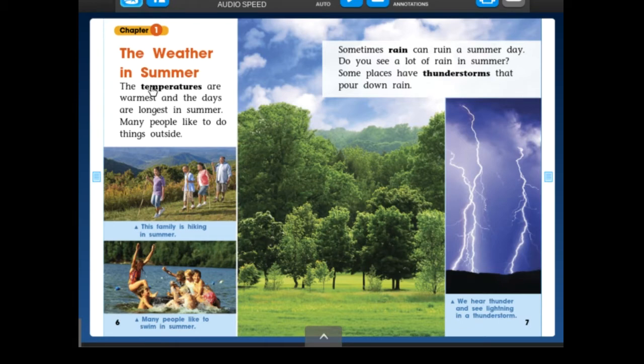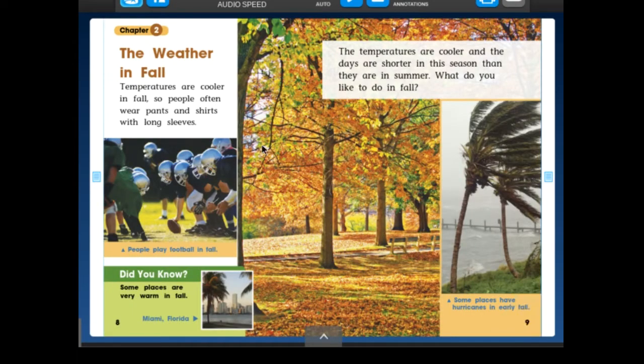This right here is the evidence in the text where the author answers that question. Okay, I'm going to go into the next page. This one is called The Weather in Fall, and I have a question for you now about fall weather. Why do people wear pants and long sleeves in the fall? Why do we wear pants and long sleeves? So we're listening for the evidence that's going to answer that question about the fall.